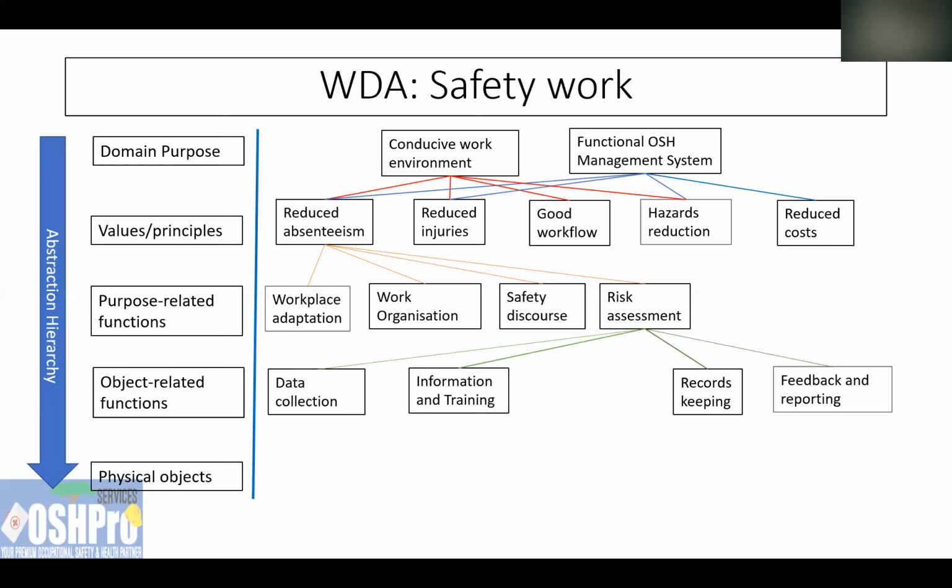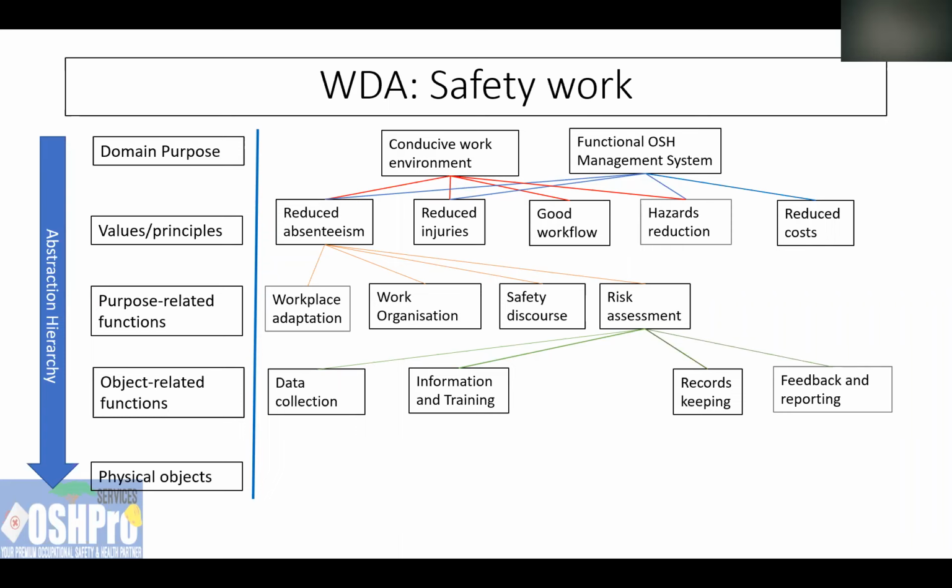Those people who are going to do the risk assessment, and the people who are going to do the risk assessment for, they need to have some kind of information. They need to have some kind of training. We need to be able to keep records of our risk assessment so that we can come back to it in the next year and see what we did last time and what we can do now. And we must have a system of feedback and reporting. We need this to be able to do risk assessment.